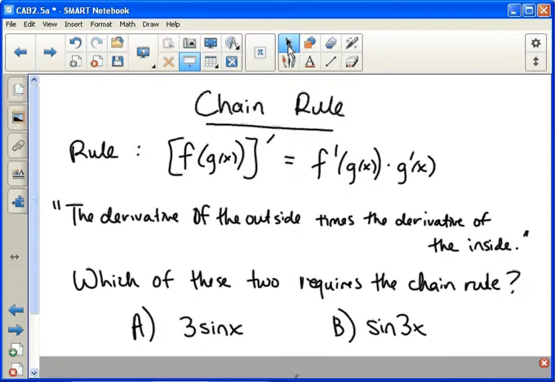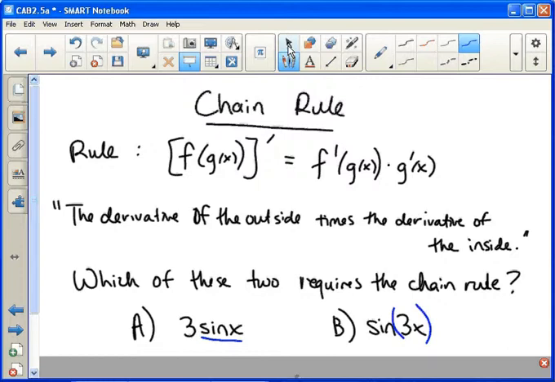The correct answer is B. B requires the chain rule. The reason is, inside of sine, we've placed a 3x. So we're going to have to use the chain rule on that, and you'll see how in just a moment. But looking back at A, you don't need the chain rule because you can just take the derivative of sine, which is cosine, and just leave the 3 out front. Coefficients just stick around. There's nothing special or requiring the chain rule about that.